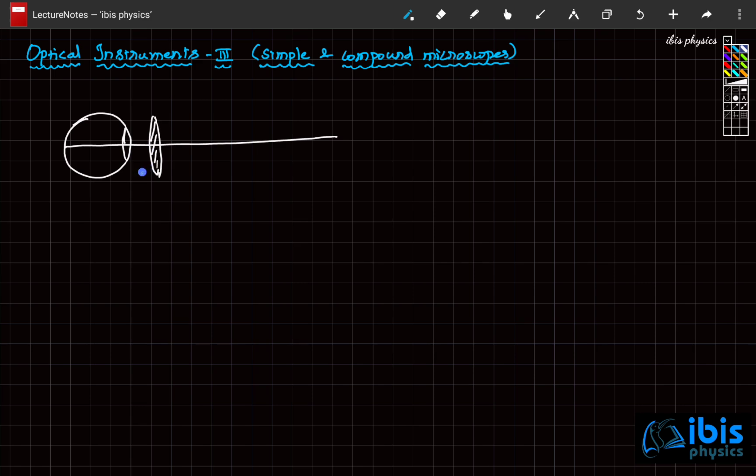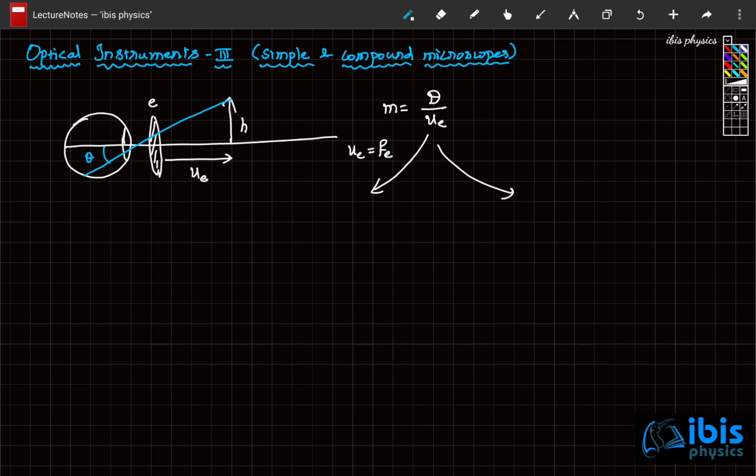If the object is kept at a distance, let us say u, because it is the eyepiece, we call it ue. Its height is h. The angle subtended here is theta. So the magnification produced is given by the relation d by ue. If you choose ue equal to the principal focus Fe, and the final image is formed at infinity, the magnification in this case, because ue equals Fe, is d by Fe.